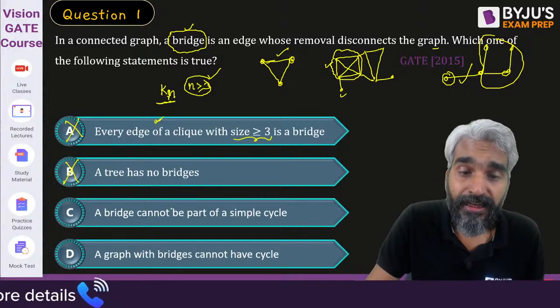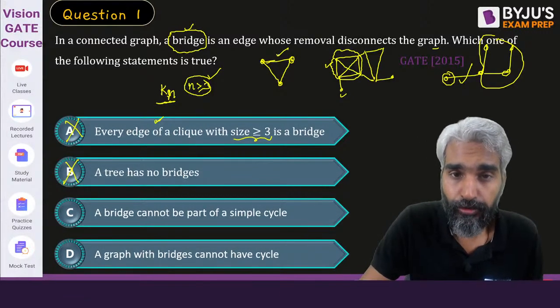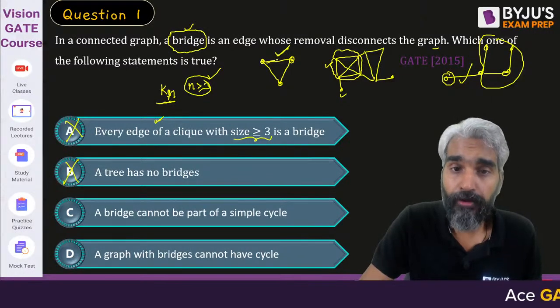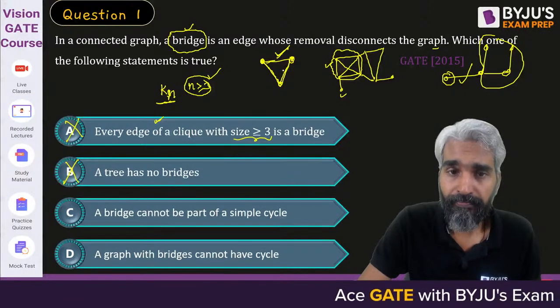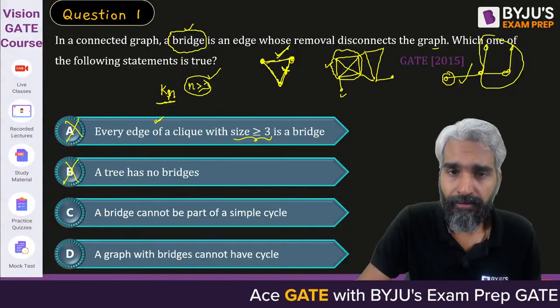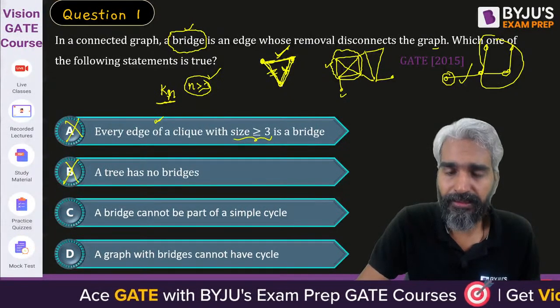Now, a bridge cannot be part of a simple cycle. Yes, I just told you that there is a cycle. Now, if you remove this, then these two will be connected via this particular path. If I remove this, then they will be connected via this particular path. If I remove this, then they will be connected via this particular path.